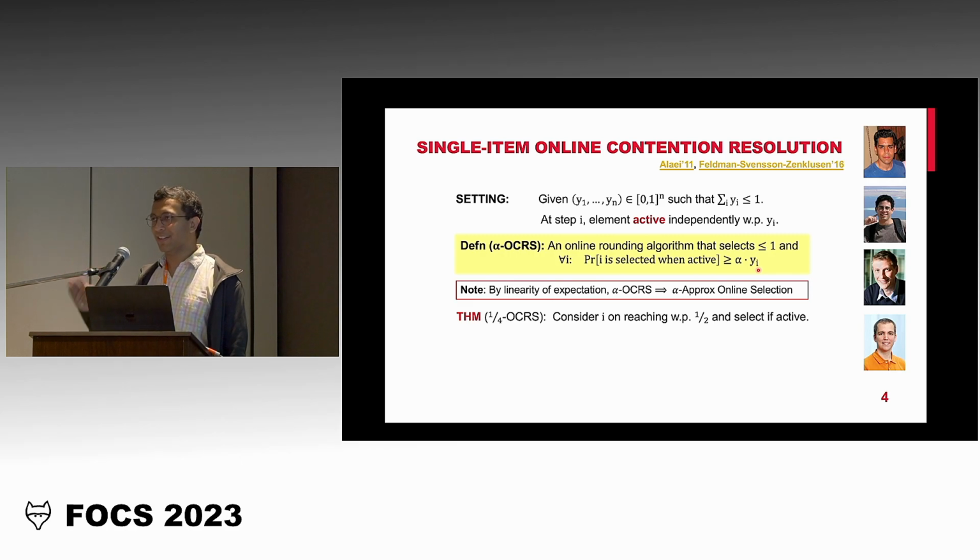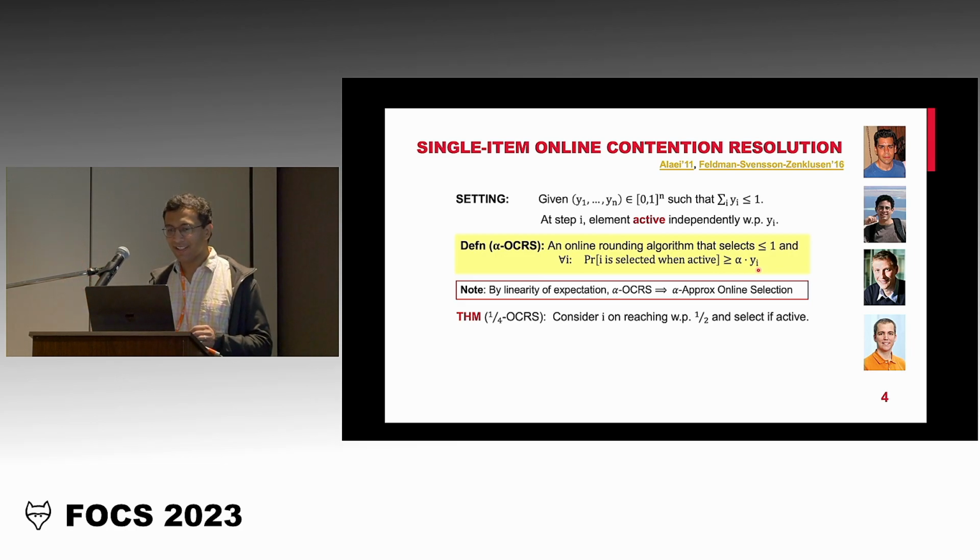It does the following. It's looking at these random variables one by one. At the ith random variable, with half a probability, it will just discard it without even looking at whether it's active or not. With the remaining half chance, if it is active, I'll take it. So that's the algorithm. I claim that on average, it's going to take every element with at least a quarter chance if it's active.